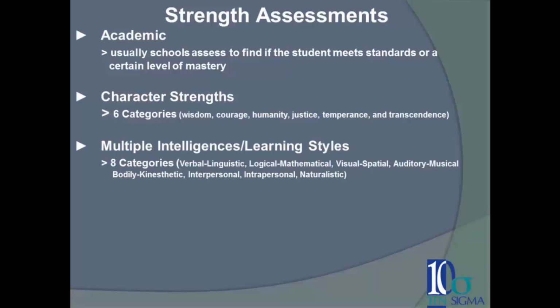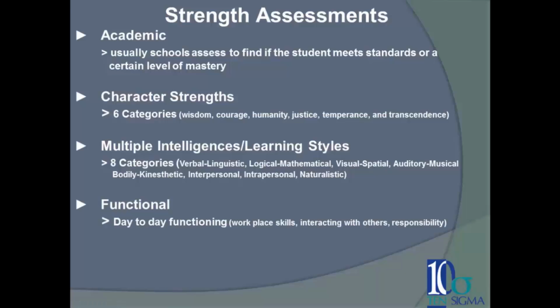Multiple intelligence learning styles. A multiple intelligence assessment is usually divided into 8 categories: verbal linguistic, logical mathematical, visual spatial, auditory musical, bodily kinesthetic, interpersonal, intrapersonal, and naturalistic. The items assessed are interests and the way the person enjoys learning. Again, there are no right or wrong answers, and the results are used to understand and teach to the students' learning styles.